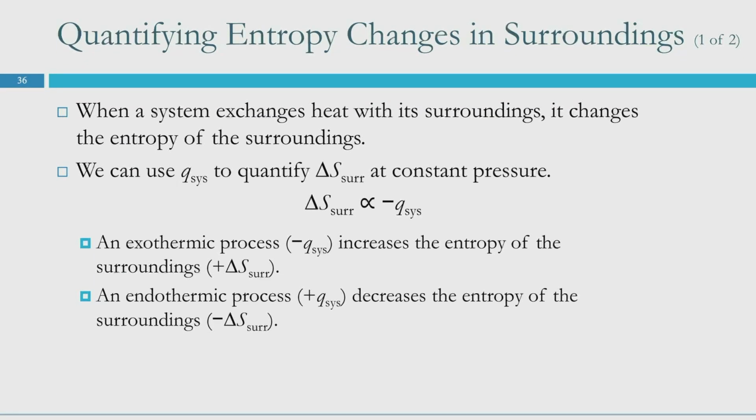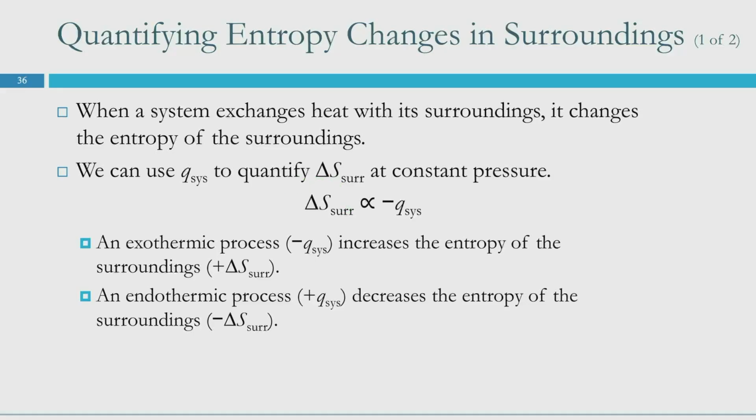When a system exchanges heat with its surroundings, it changes the entropy of the surroundings. So exchanging heat, Q, it changes the entropy. And so if we are operating at constant pressure, like water just sitting out in a room would be at constant pressure, we can use that Q of the system, that change in heat of the system, to quantify a change in entropy for the surroundings. So we can relate these two ideas.